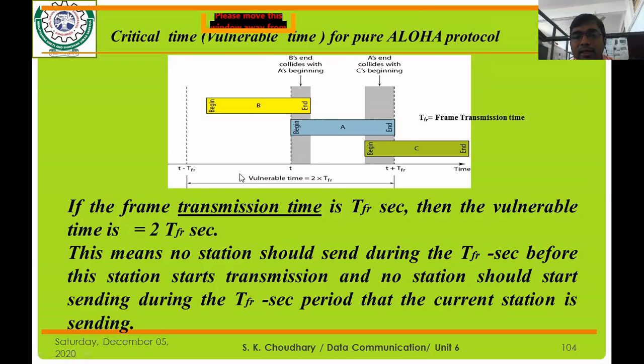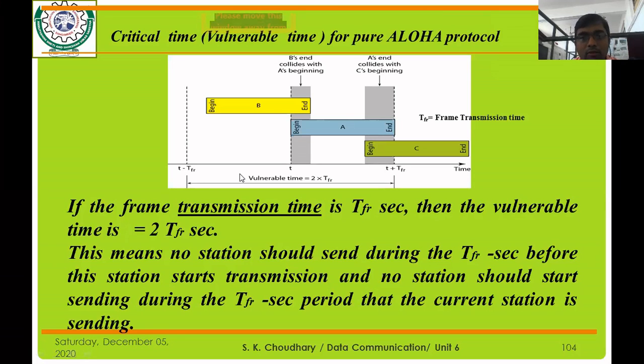So what critical time means is that if the frame transmission time is T frame seconds, then the vulnerable time is 2 into T frame. Critical time here means no station should send during the T frame seconds before this station starts transmission, and no station should start transmission during the T frame seconds that the current station is sending. Otherwise a collision would occur. So you have to wait for 2 into T frame seconds, and only after that can another station start sending the data.